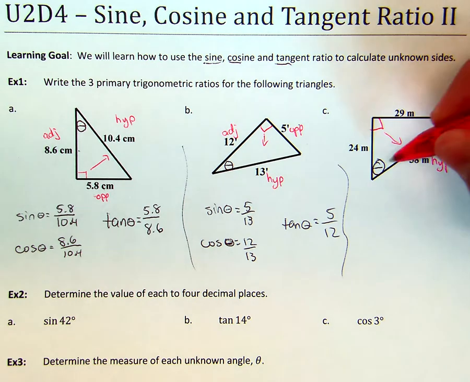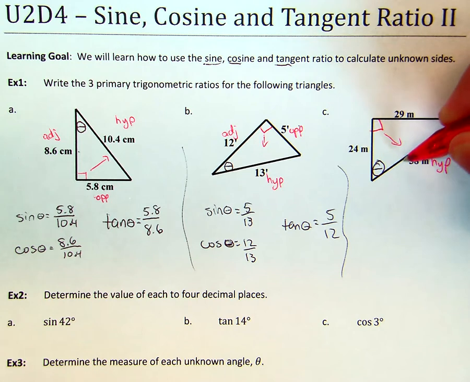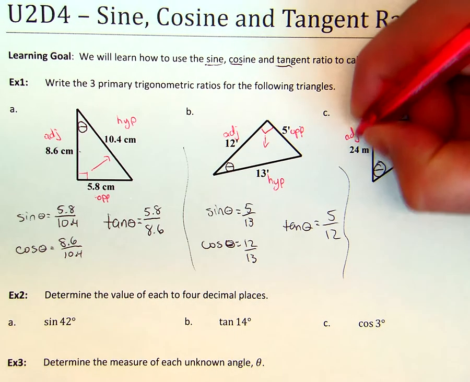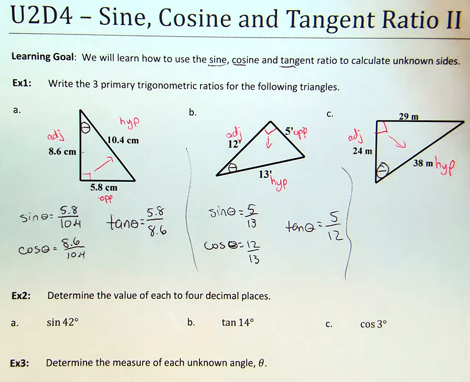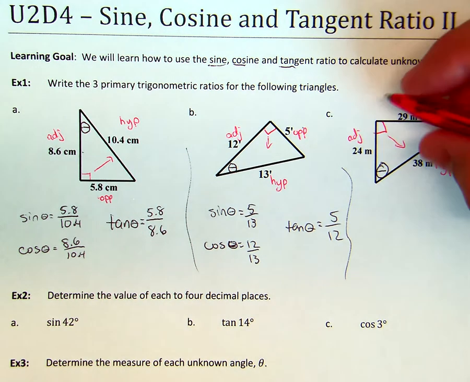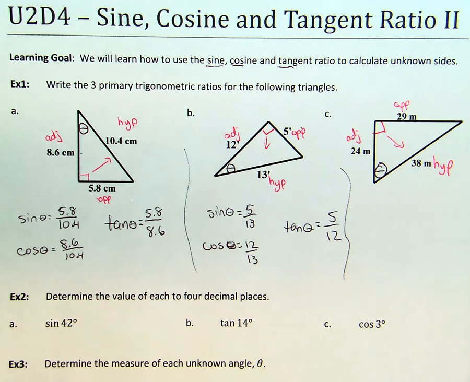Beside or adjacent to the theta is adjacent, so 24 is adjacent. So make sure you're writing this down in your notes. When you're labeling the sides is very important, otherwise people make mistakes. And on the opposite side of the triangle from the theta is opposite.